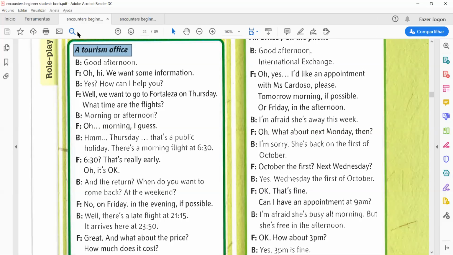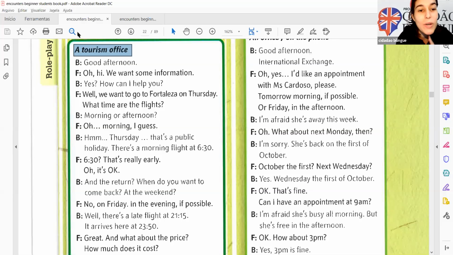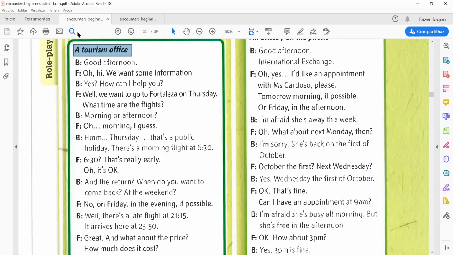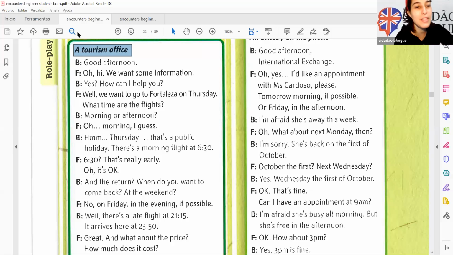What time are the flights? How do I say that? Flights. Yes. Flights. Okay. We want to go to Fortaleza, okay? On Thursday. Okay, what time are the flights? Very good. Morning or afternoon? Very good. Oh, morning, I guess. Very good. Thursday, that's... And como que pronunciation é public? Public. Thursday, that is our public holiday.